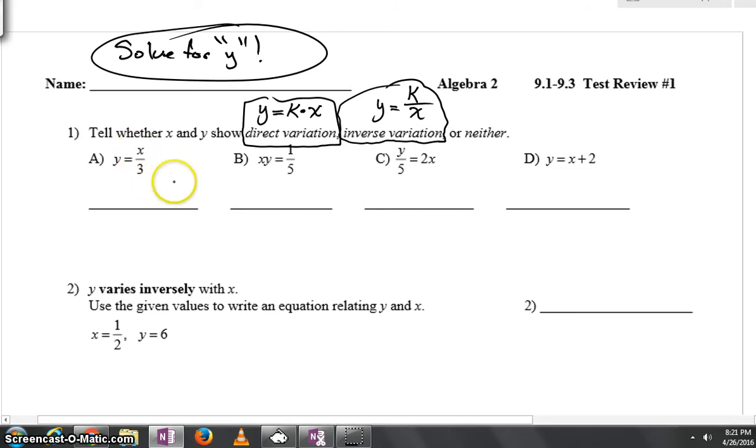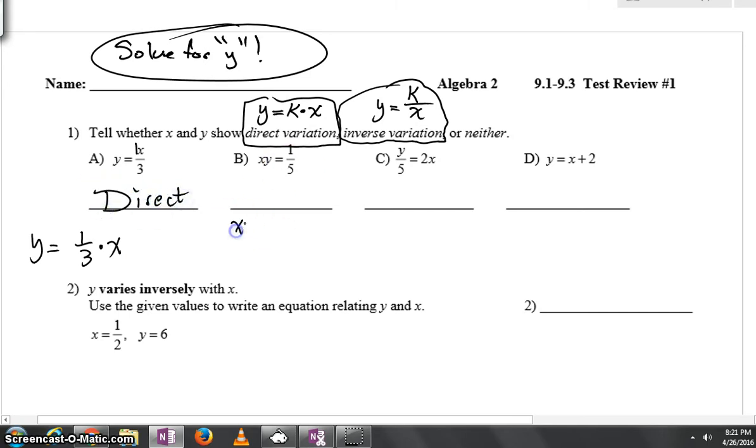1a is actually a little tricky. You can see some division. You might think it's inverse variation. That being said, if you have inverse variation, x is in the denominator. It cannot be that. What I want to point out is really there's a 1 up here, and we could rewrite this in the form y equals 1/3 times x. So really direct variation means you can rewrite your equation where y is some number times x. That is what we see here.